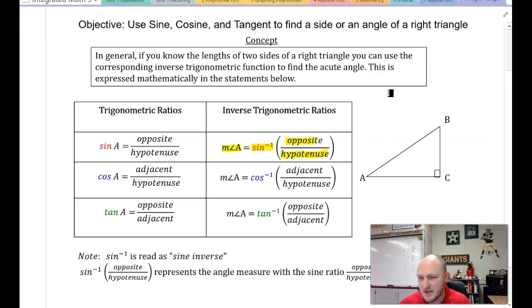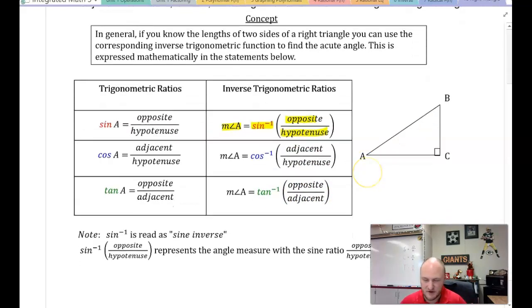And that makes sense. Remember, inverses undo each other, right? So if taking a trig function of an angle tells me the ratio of the sides, well, doing the opposite to both sides, so sine inverse of this side will tell me the angle. Same for cosine. If I want an angle and I have information about the side adjacent and hypotenuse, if I take the inverse cosine of that ratio, I will get the angle. And then for tangent, I can find the angle if I take tan inverse of a ratio of the side opposite and adjacent. Okay, so these are very, very intuitive.